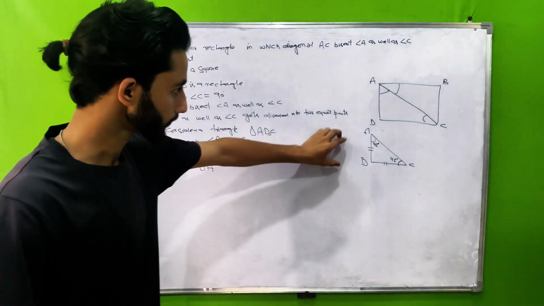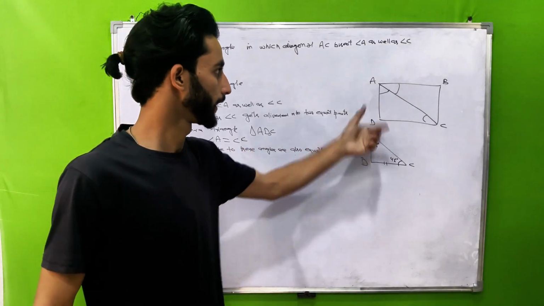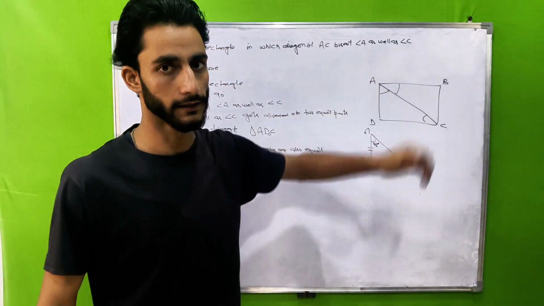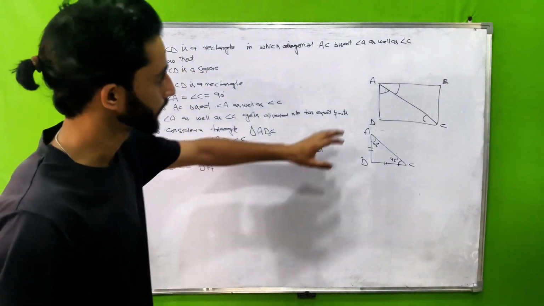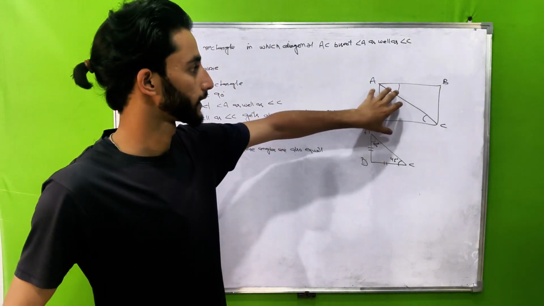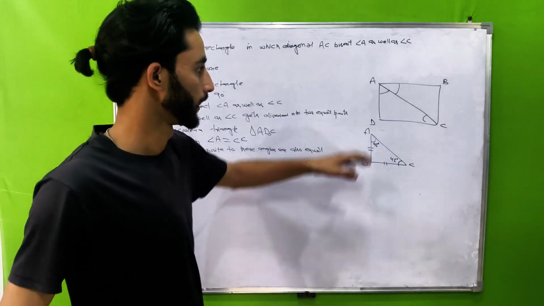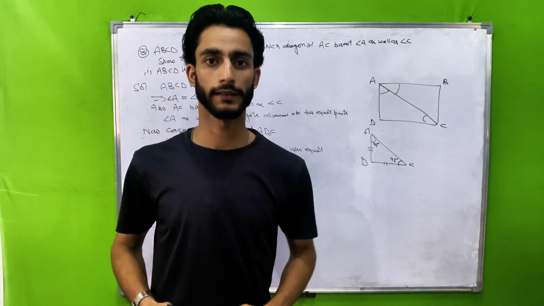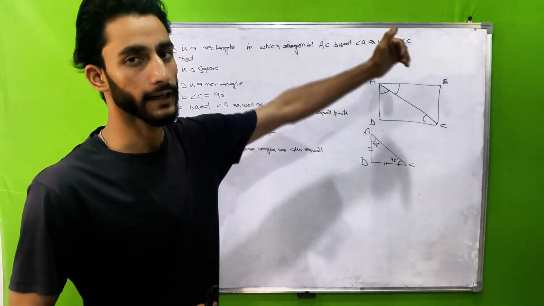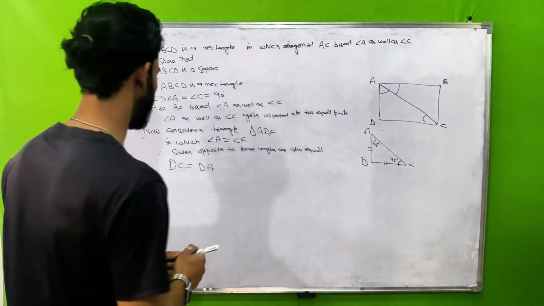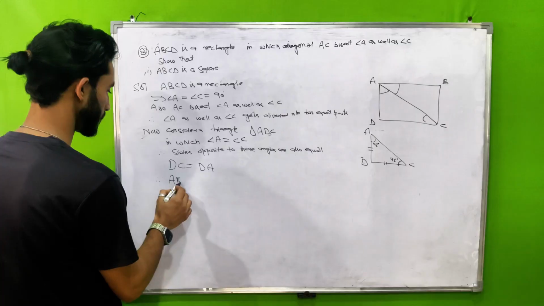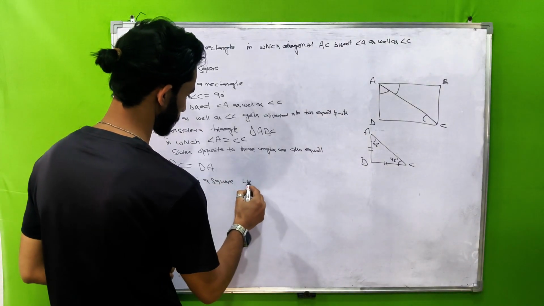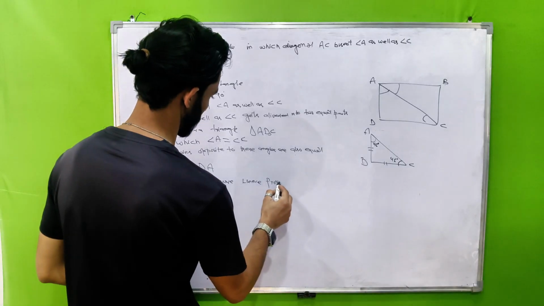We proved here that AD side and DC side are adjacent, and these two adjacent sides are equal. Implies if in a rectangle two adjacent sides are equal, that means that a rectangle is a square. Therefore, ABCD is a square. Hence, proved.